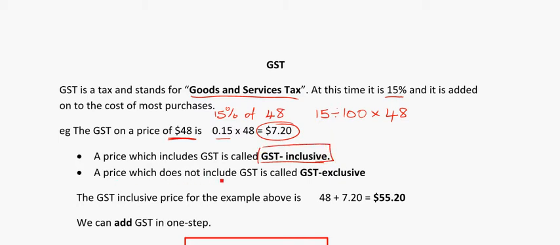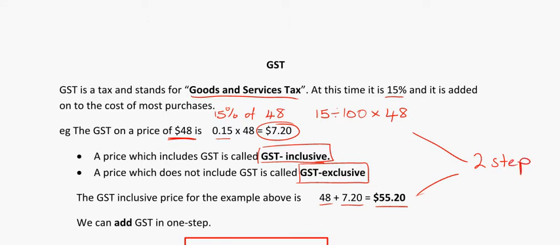A price which does not include GST is called GST exclusive. X means without. The GST inclusive price for the above example is the $48 and add the $7.20 to it, and so you would expect to pay $55.20. And this, you've done that calculation in 2 steps.